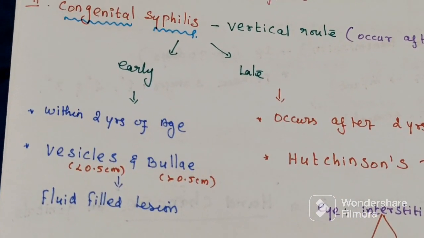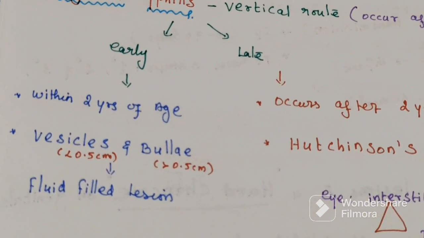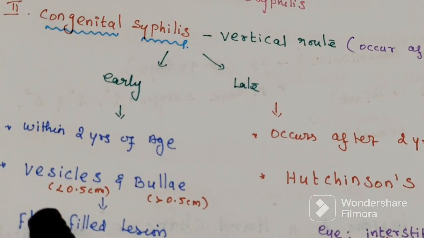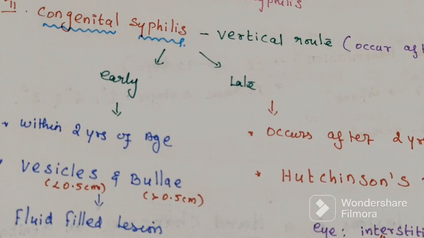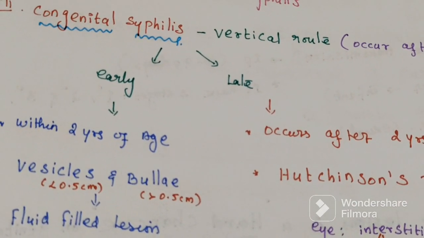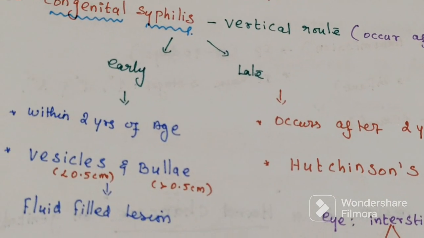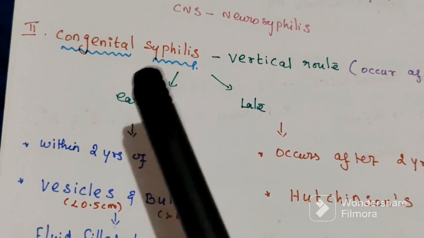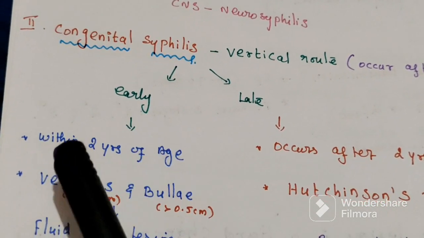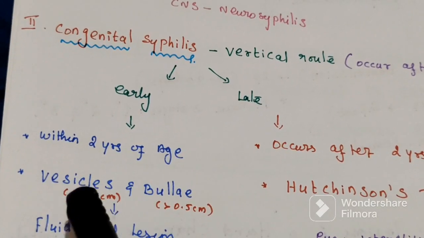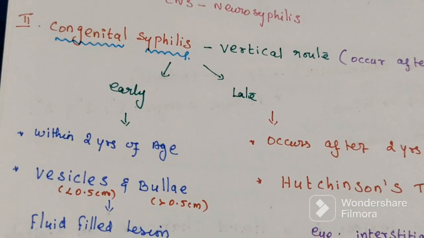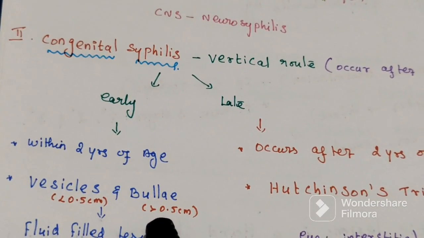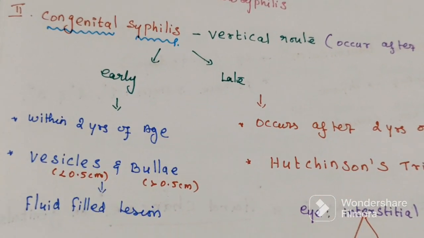It is characterized by vesicles and bullae, fluid-filled lesions, vesicles less than 0.5 cm and bullae more than 0.5 cm. So in the early stage, within 2 years of age, congenital syphilis causes vesicles and bullae.